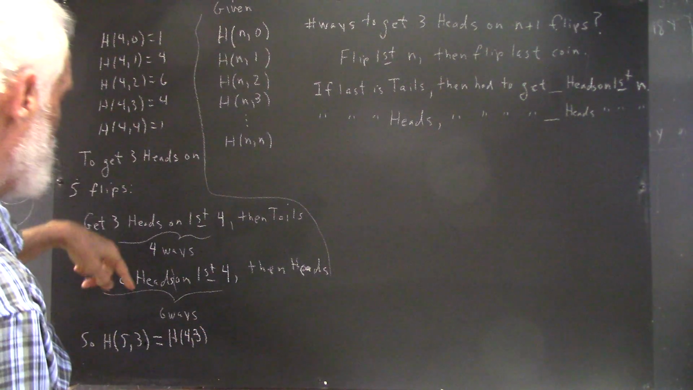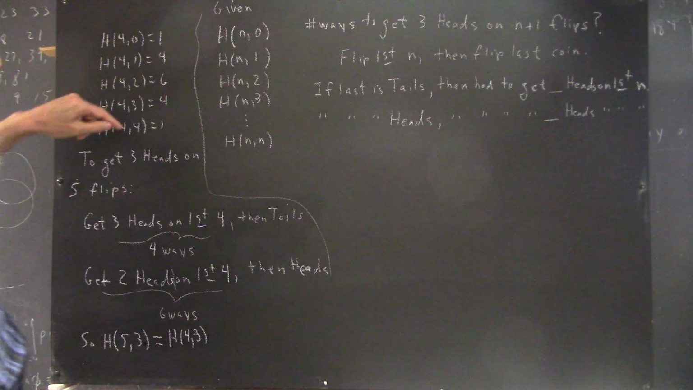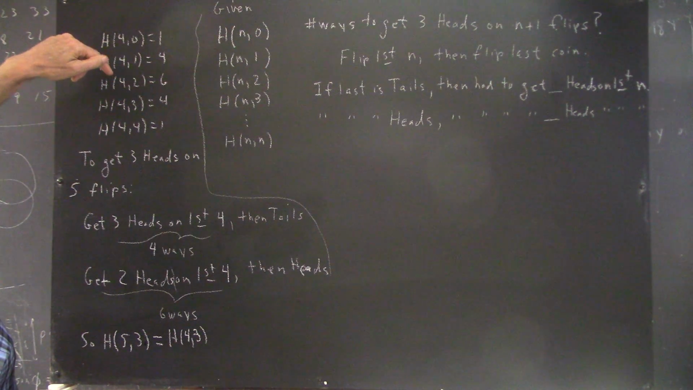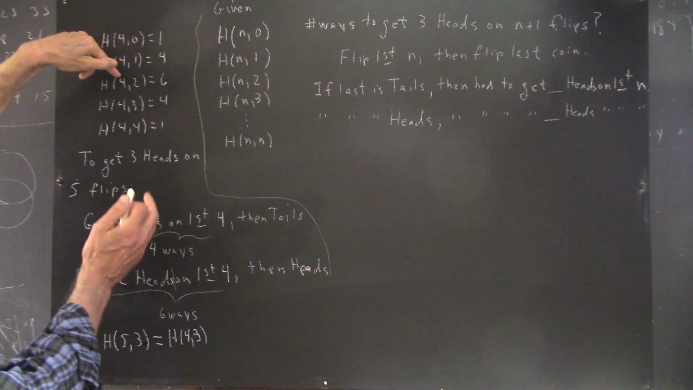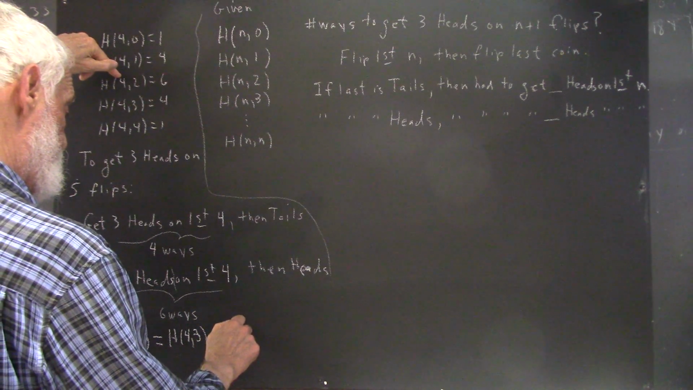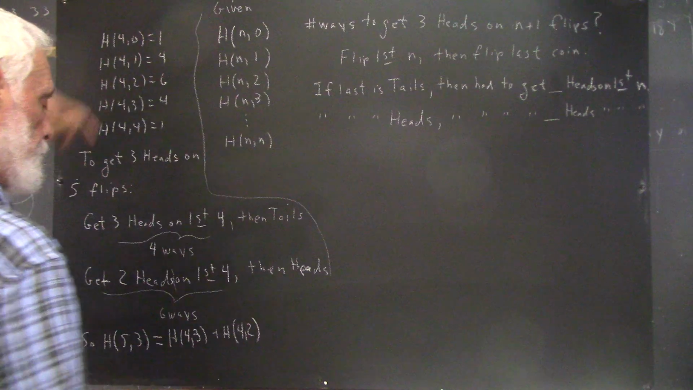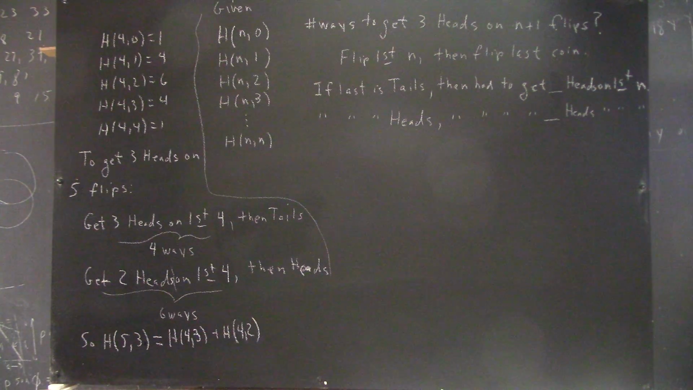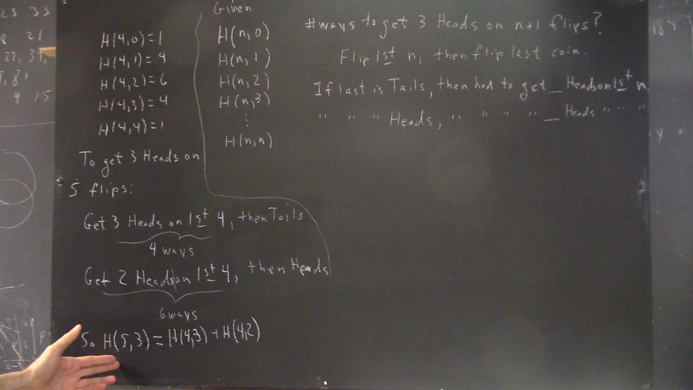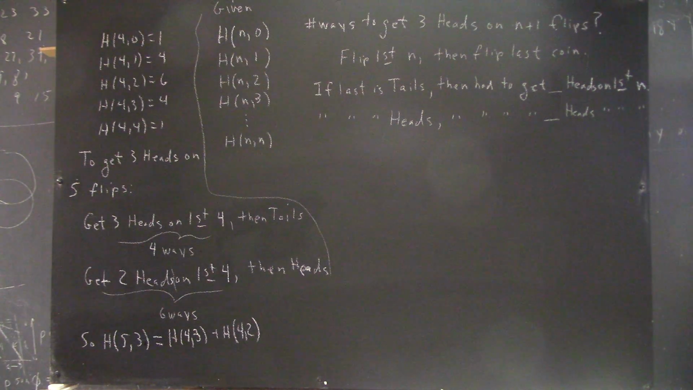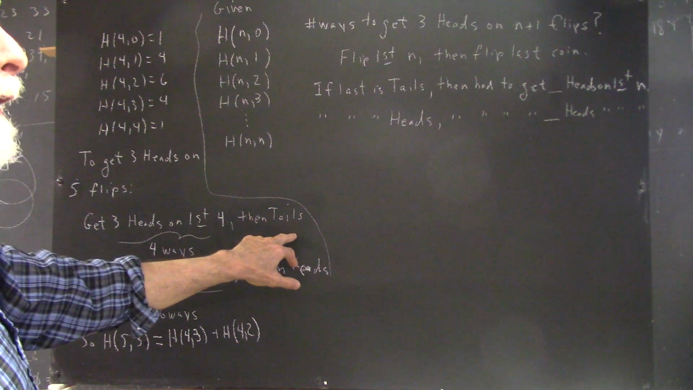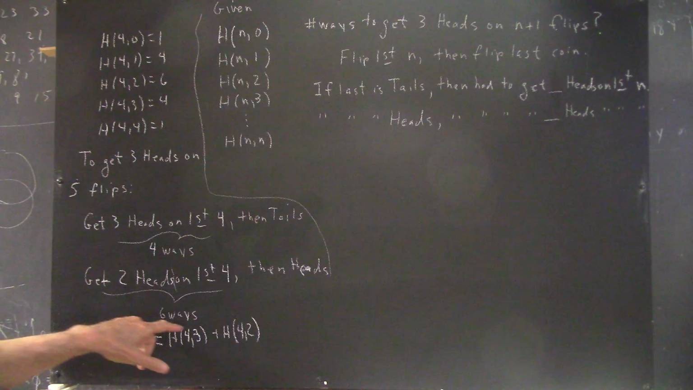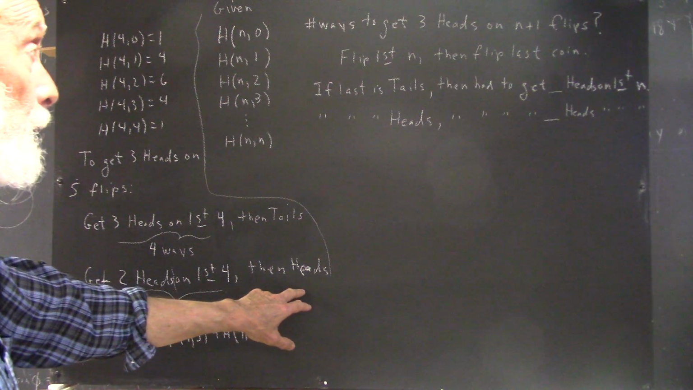And then we can get 2 heads on the first 4, then a head. Well, there are h of 4, 2 ways, which of course is our 6, to get 2 heads on the first 4. So that's this. So that's the number of ways we can get 3 heads on 5 flips. And of course you could list the 32 possibilities for flipping 5 coins. If you get a good list and count them up, you'll see that 4 of them have 3 heads on the first 4 followed by a tail. And then there are 6 of them that have 2 heads on the first 4 followed by a head.